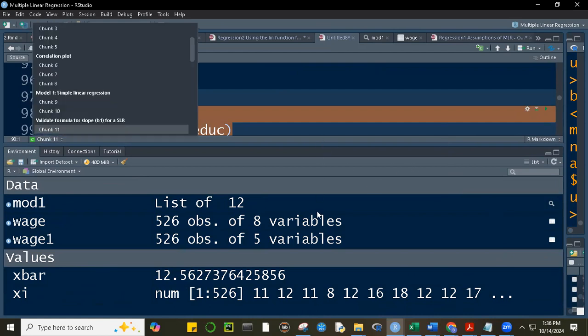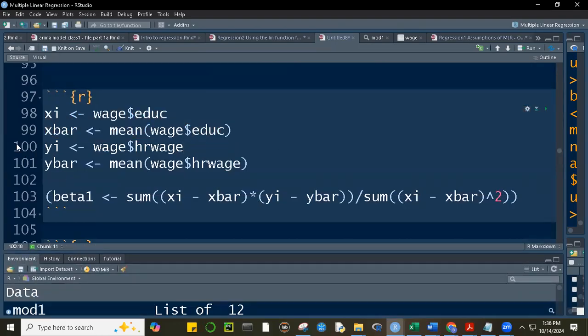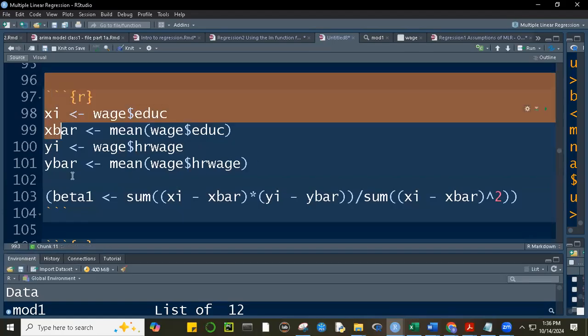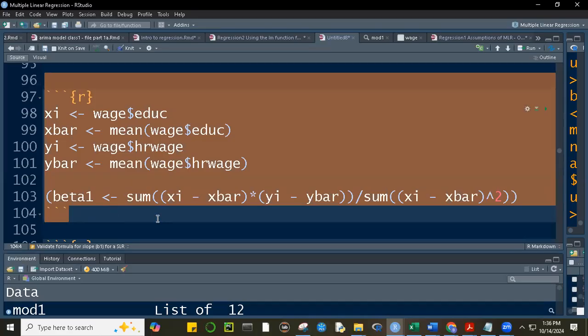Okay, ganun din, class, kailangan natin si hourly wage then. So here I'm creating this object y sub i, which is just hourly wage, no? And then we also get the mean of hourly wage. Okay, in the interest of time, I'll just copy this, Control C, and then just share it with you.